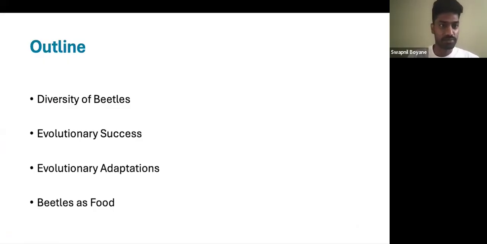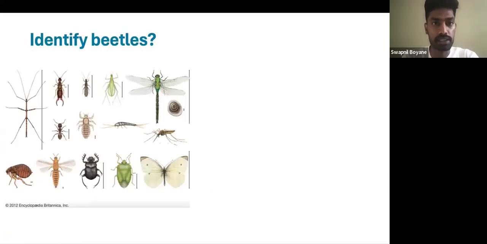So next, I have a small question, not a quiz. First, you have to identify beetles. I have a group of a few insects on screen, and you have to count how many beetles you see in this particular image. You have about 5 seconds, so just take 5 seconds and try to find which one is the real beetle. Your time starts now.